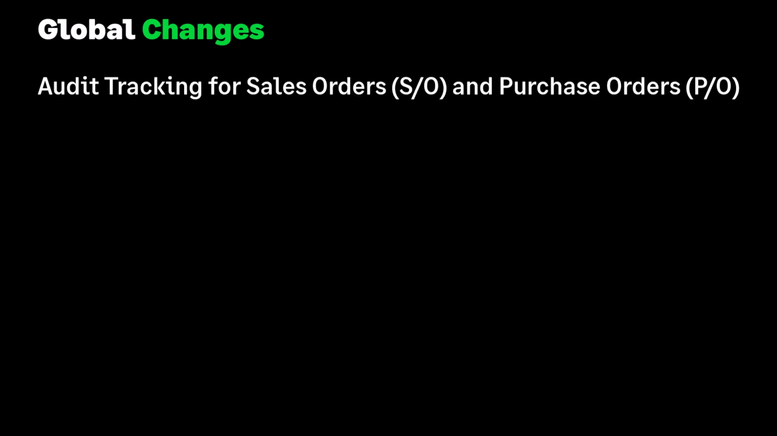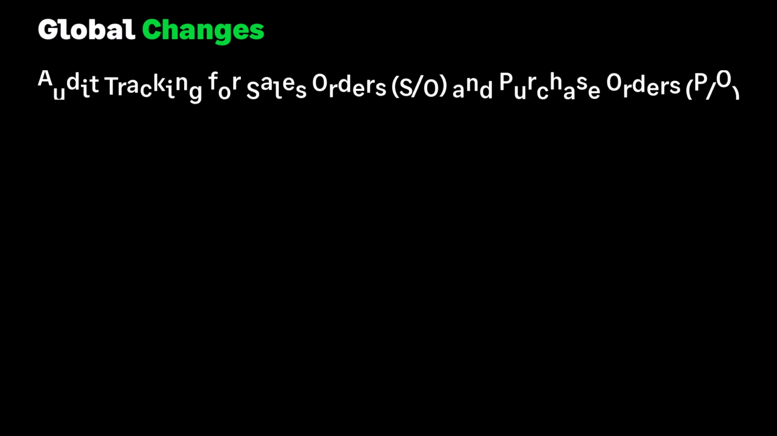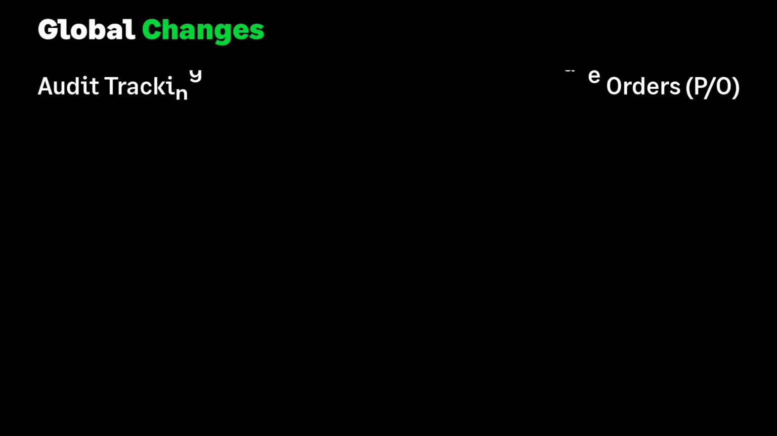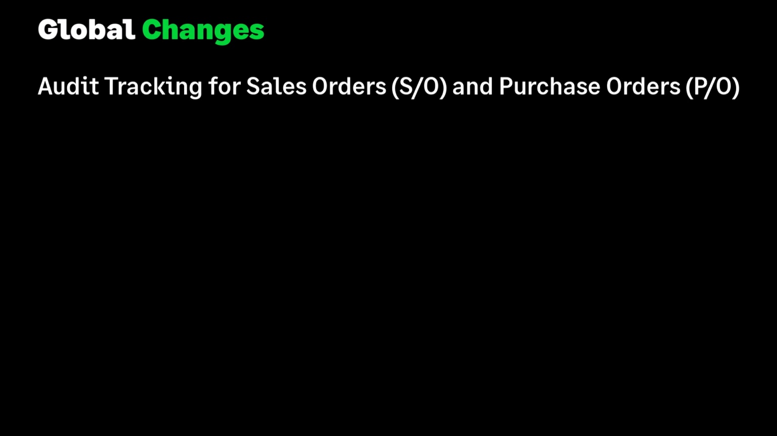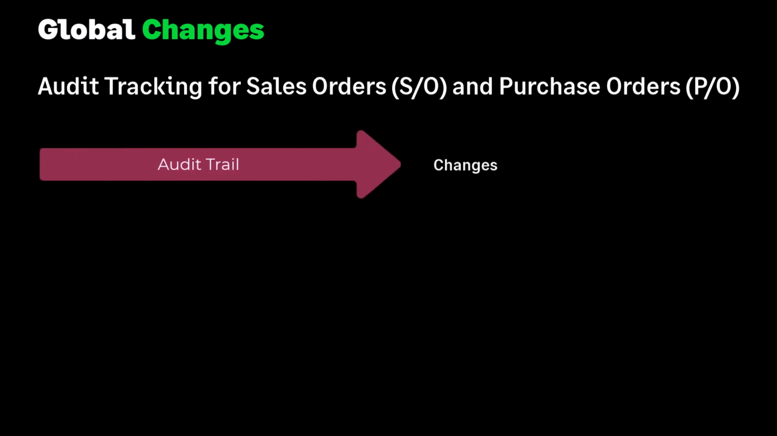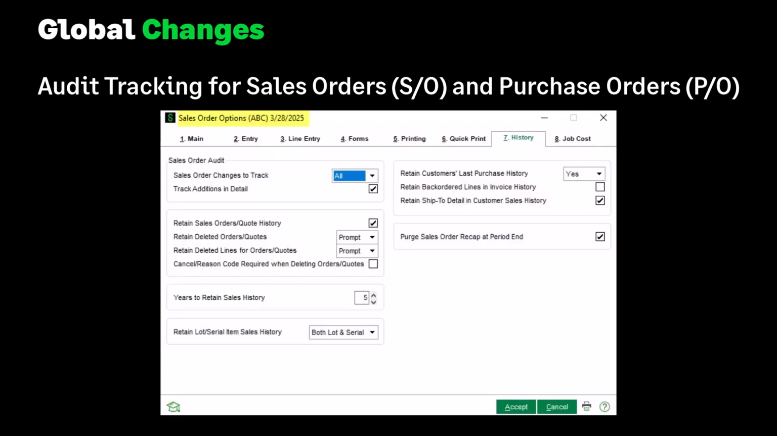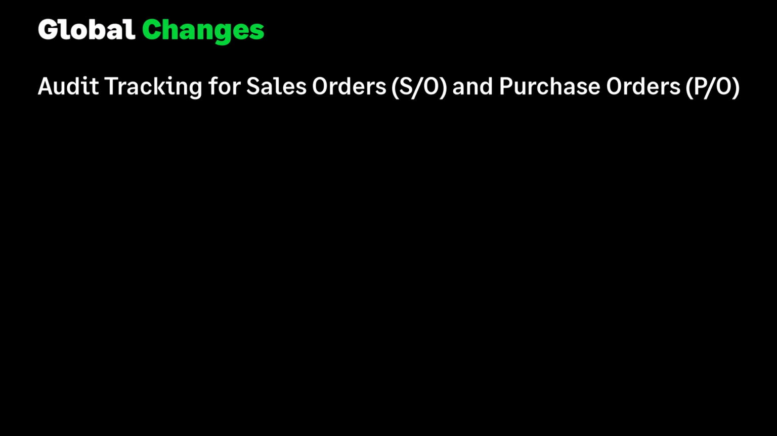I am back to talk to you about the new feature. You now have the option to enable audit tracking for sales orders and purchase orders. This means you can keep a comprehensive audit trail of all changes, deletions, and additions. In the sales order and purchase order options, you'll find new fields like Changes to Track and Track Additions in Detail checkbox, allowing you to select what to track and what level to track.